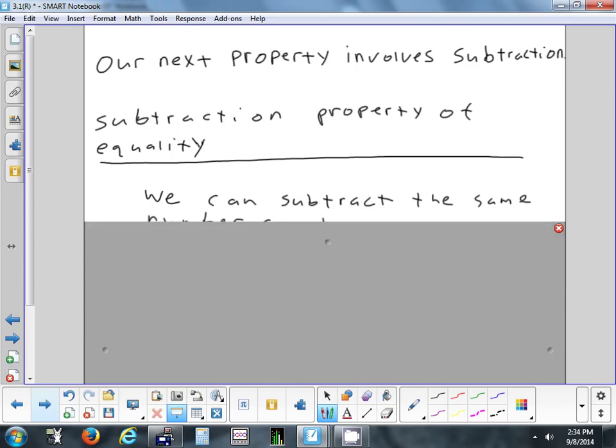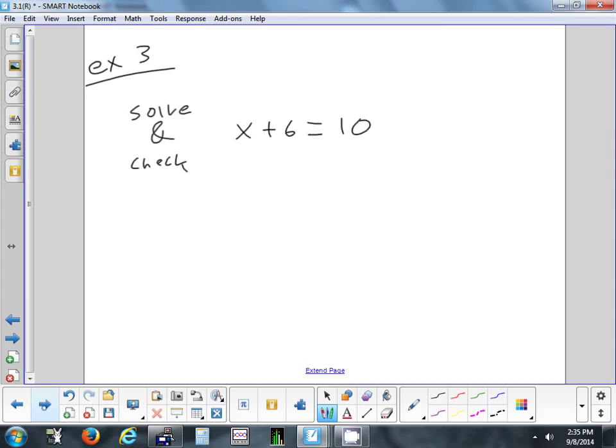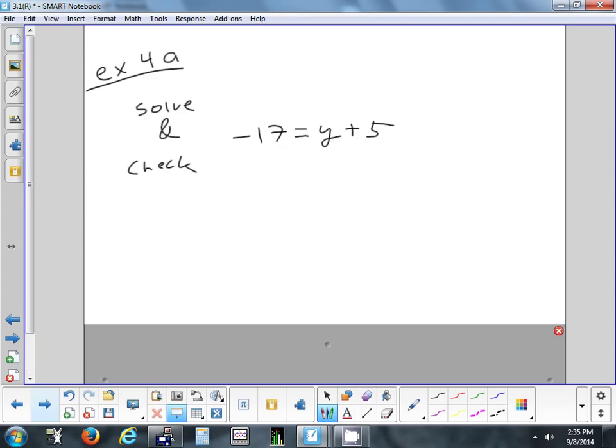Okay. The other type Mr. Roy already went over is subtraction. We're allowed to subtract the same number from both sides. You already did it in one example. We're going to try it in one more. Let's try this one. So we have negative 17 equals y plus 5. Mr. Roy gave you a hint at what you should do first, before you even start doing arithmetic. What can we do first?